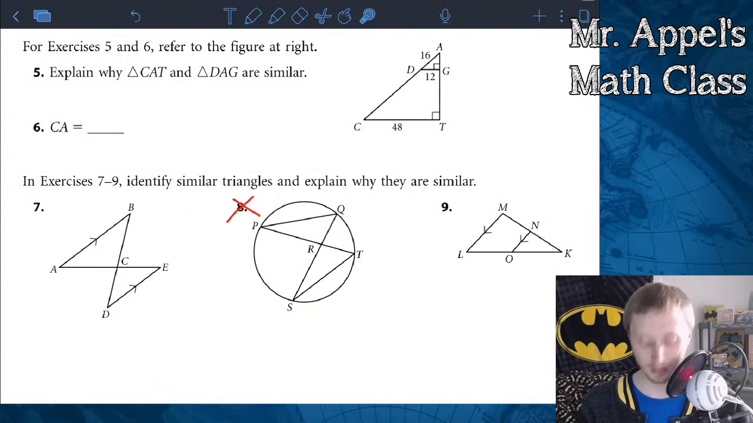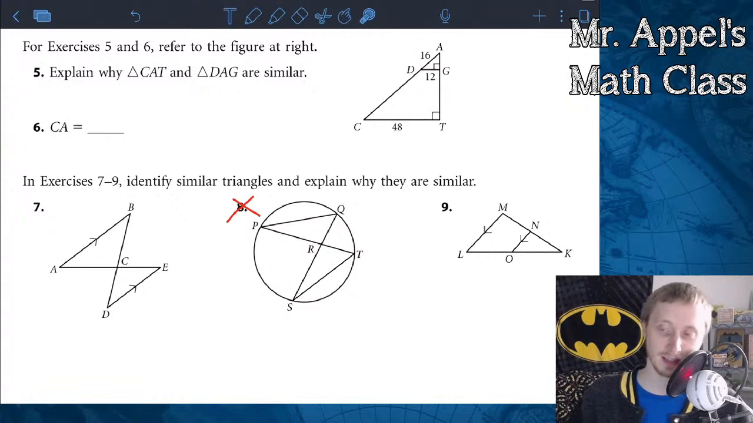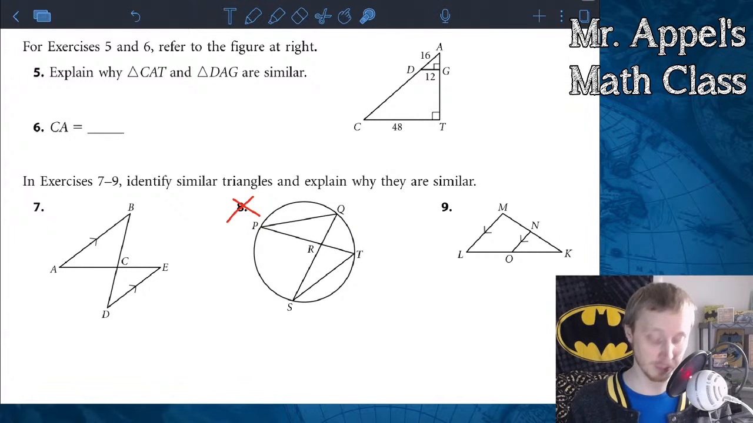7 and 9 are both doable, but 8, however, relies on some properties of circles, and we haven't gotten to circles yet. We come to that next week. So go ahead and skip number 8 for now, unless you're really curious and you want to look it up in the big fat notebook and see if you can find out how it works. But otherwise, you're pressed on time. Skip number 8.